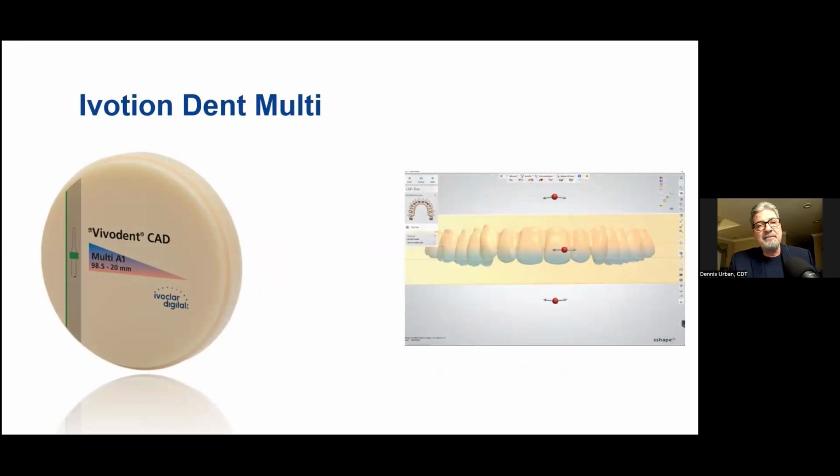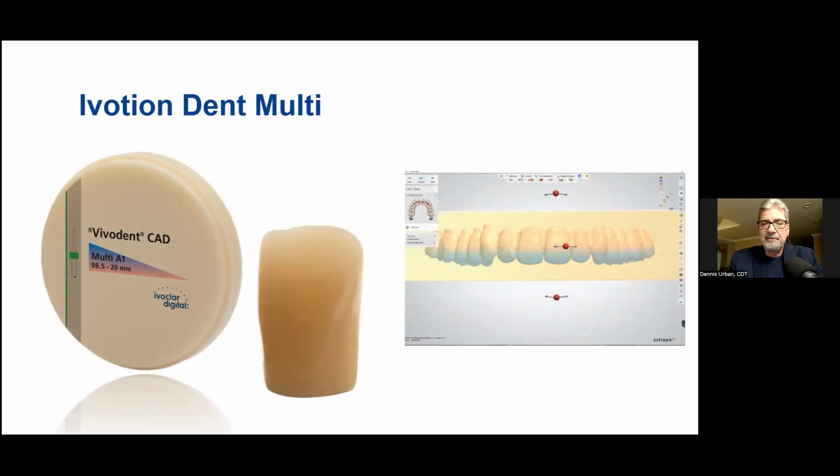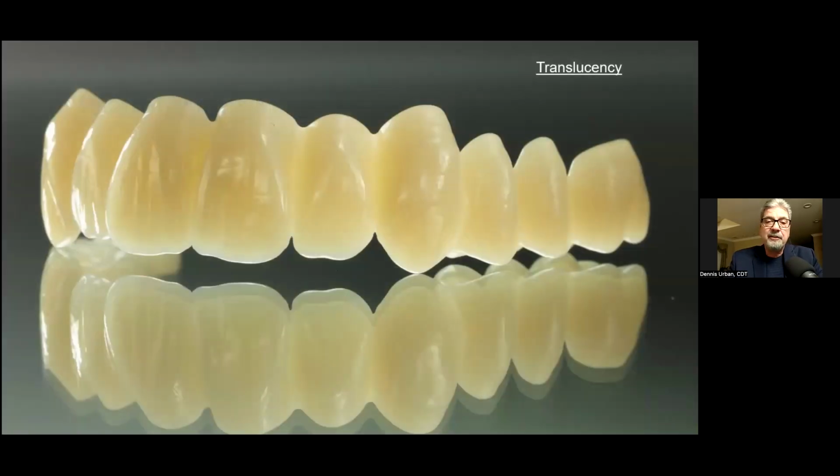And then with the iVotion Dent Multi, we can actually adjust the translucency of this particular material. As you can see here on the right-hand side, all we have to do is raise or lower the puck in the milling machine, and that'll give us more or less translucency. And there's your mill. This is the full arch mill. Look how beautiful that is. And we bond that into the denture base.